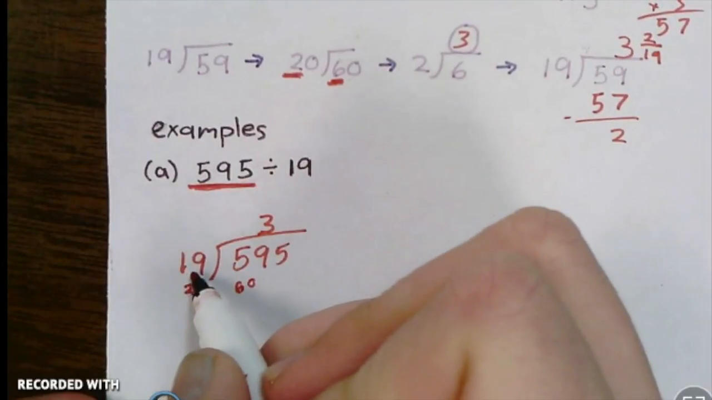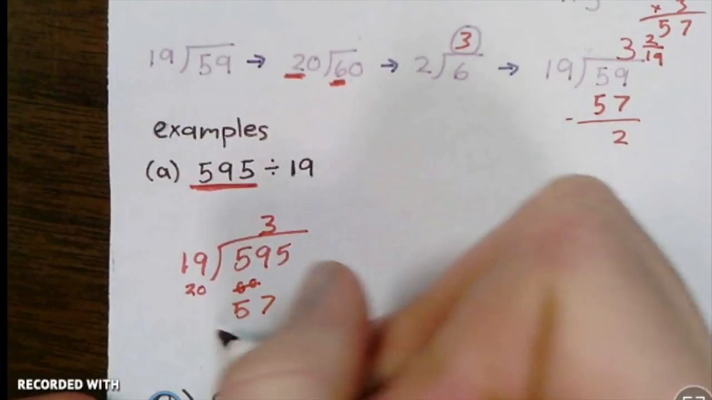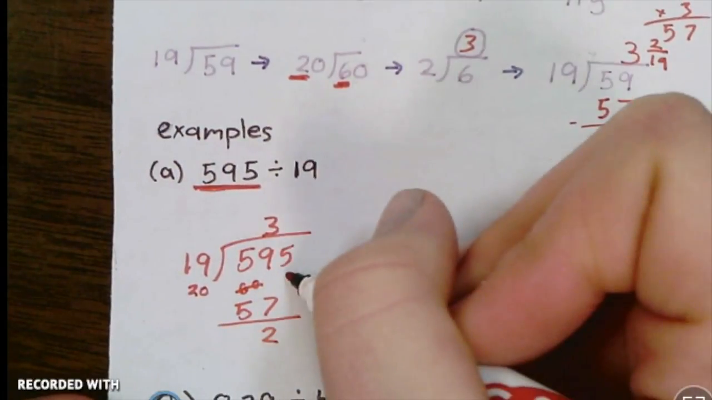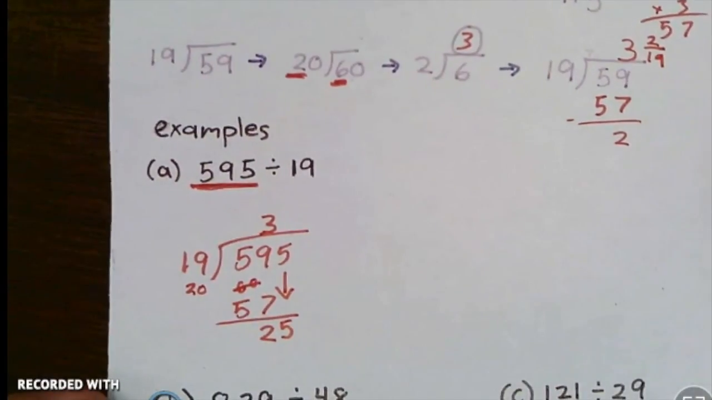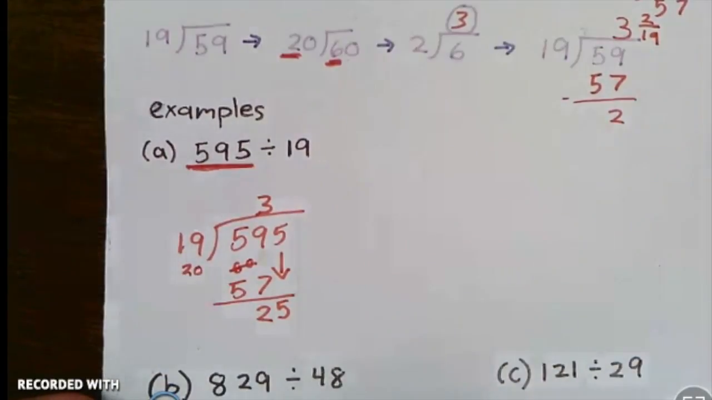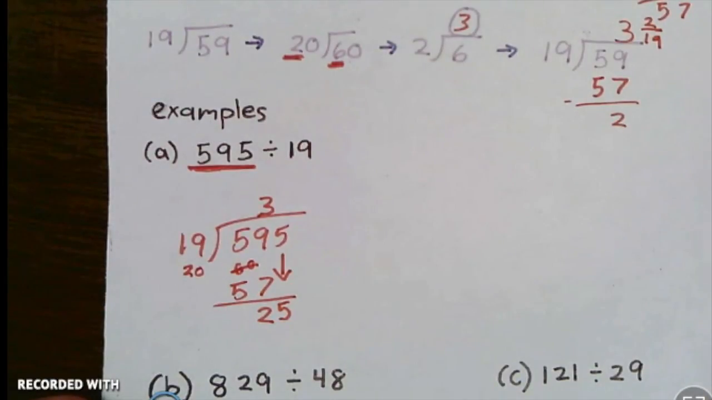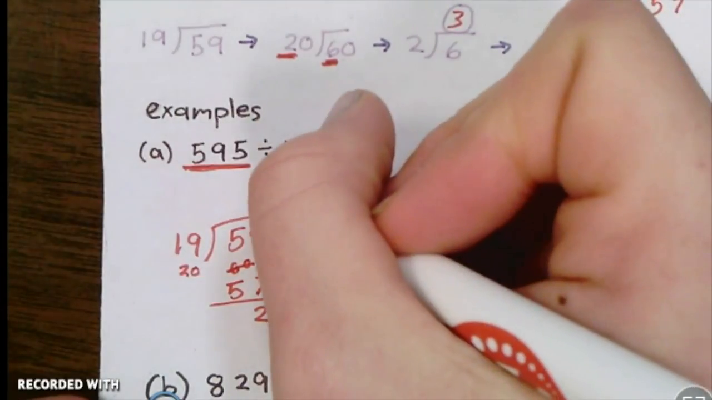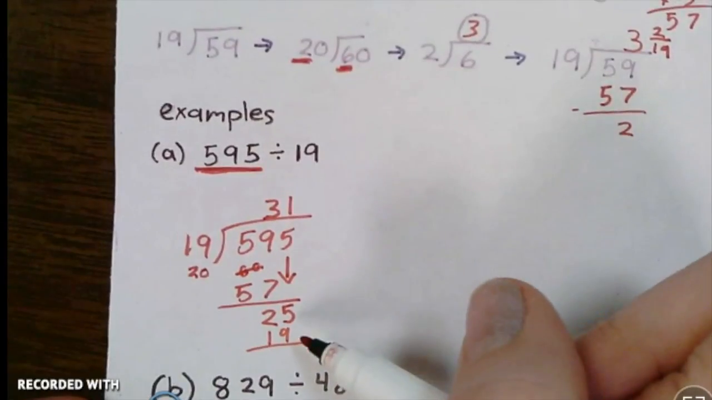And now 3 times 19 we already figured out is 57. I subtract and I get 2. And now I'm going to bring down my 5. And I'm going to do the same step. All right, I'm going to round 19 to 20 and I'm going to round 25 to 30. Okay? 2 goes into 3. How many times? 1. 1 times 19. Now I'm going to subtract.